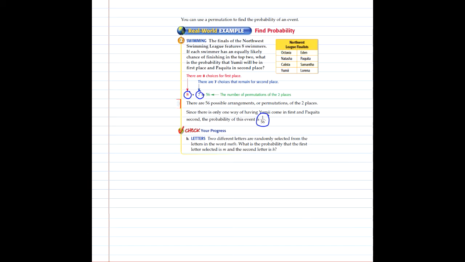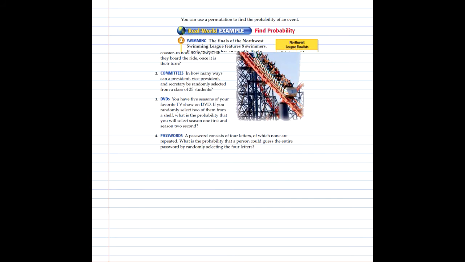2 different letters are randomly selected from the letters in the word math. What is the probability that the first letter selected is M and the second letter is H? Well, there's 4 ways I can select M, 3 ways I can select H. 3 times 4 is 12. That means there's 1 favorable outcome of 12, where M can be the first letter and H can be the second letter, so the probability of that occurring is 1 in 12.